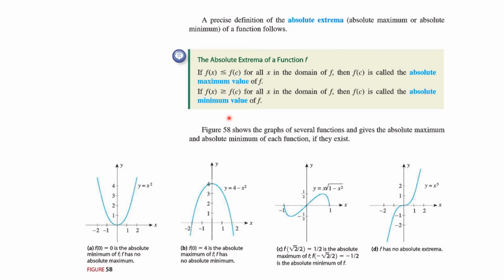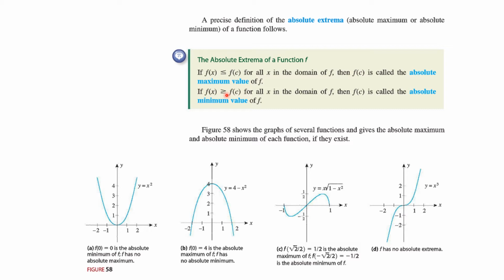Here's a precise definition. If f of c is bigger than or equal to f of x for all x in the domain of f, then f of c is called the absolute maximum value of f. Now I will ask you to find c and f of c, but that ordered pair is the maximum value. That's the biggest, highest point on the curve.